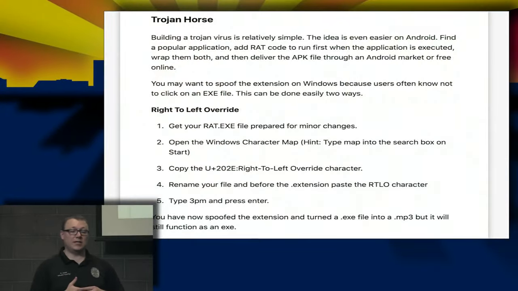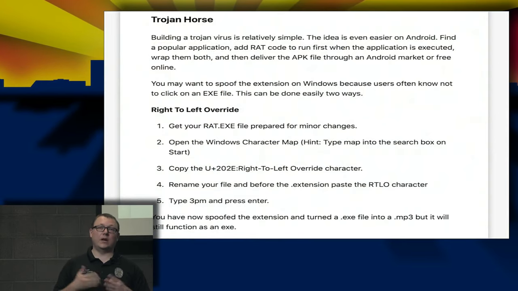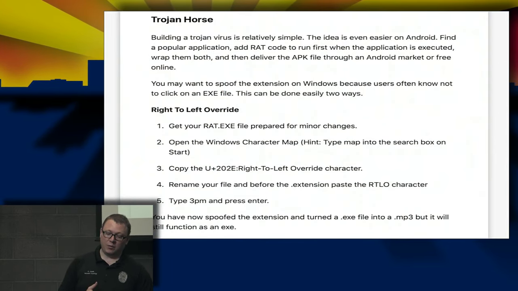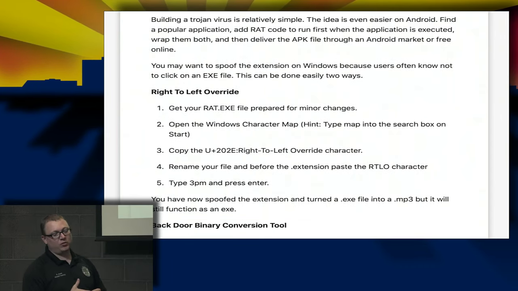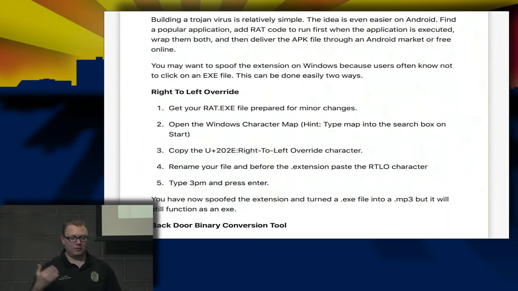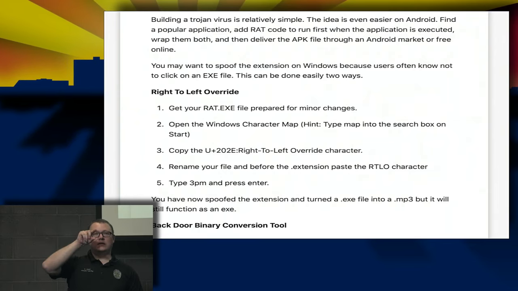Let's start with Trojan horses, because Trojans are relatively easy to build. They're quite simple, and there's tons of different ways of being able to do this. Of course, the easiest method that I know of is on Android. If you can find a popular application, Flappy Bird, you can then take that APK down, and you can actually just add the rat directly to the code.